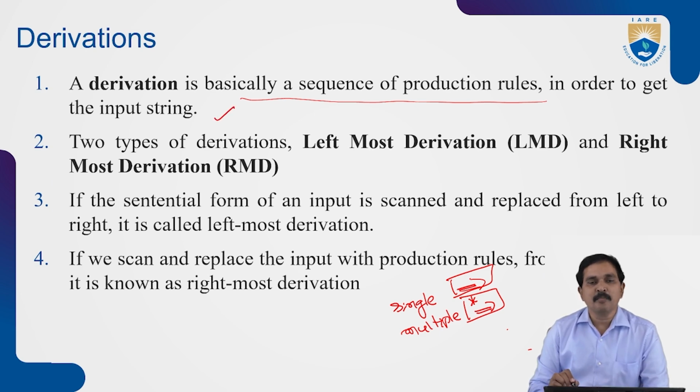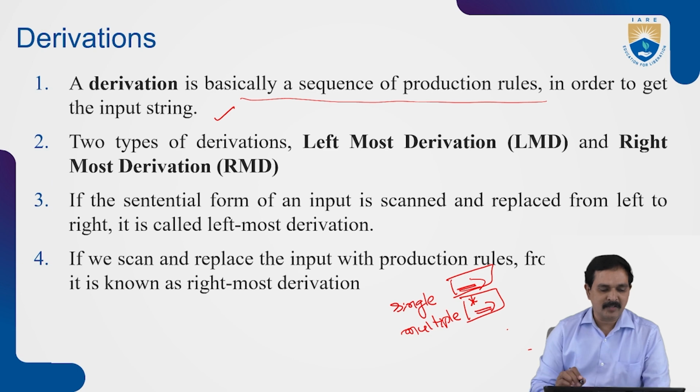A derivation is basically a sequence of production rules. The very important thing is deciding in what order you apply the productions, whether you get your required string or not. For obtaining some resulting string, we should show the derivation, that is, in what sequence of production rules you get your respective string. That is what we discuss in derivation.